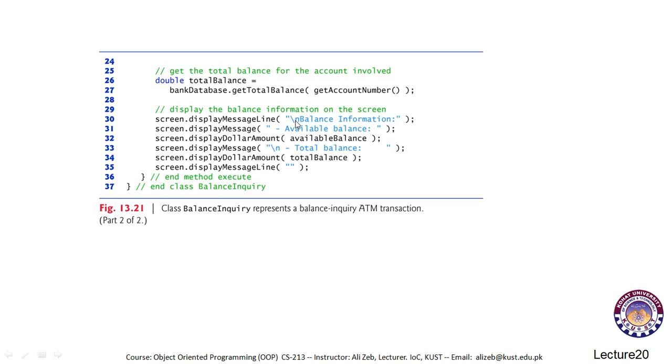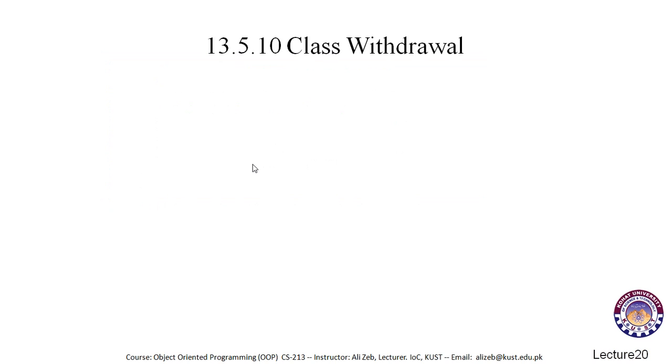So the first message will display a line on the screen, the second will display another line, and we will display the dollar amount. We have a specific format for this, so that will be displayed and this value will be passed. And similarly, we will again display the dollar amount on the screen for the total balance.